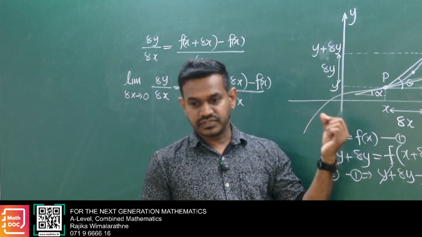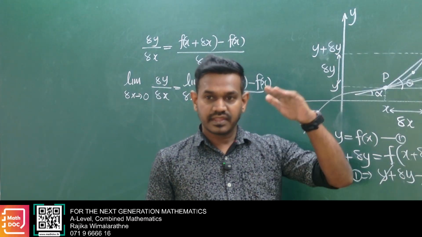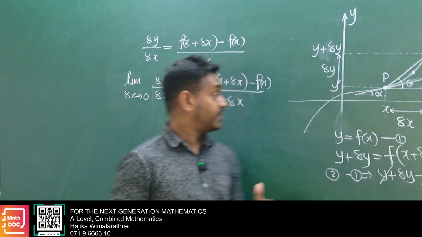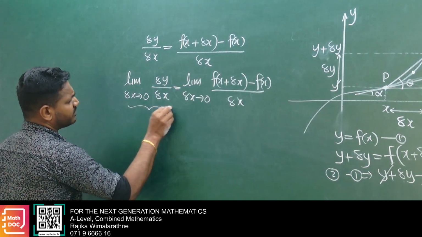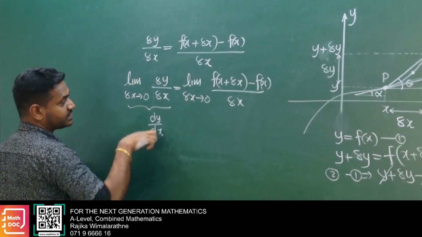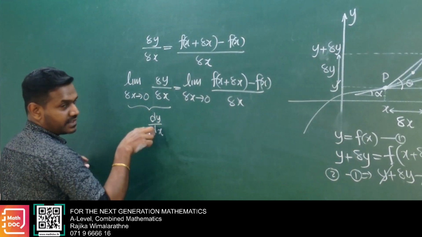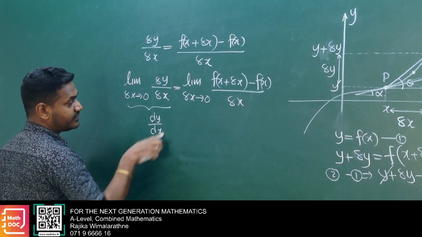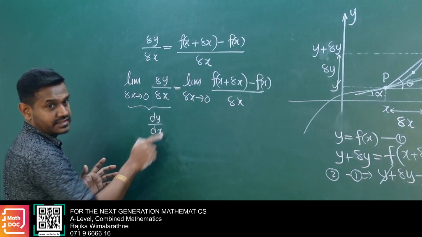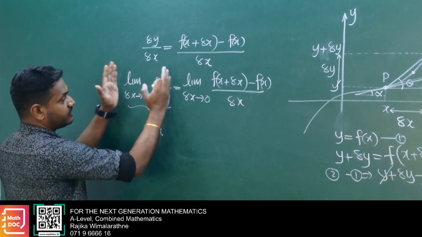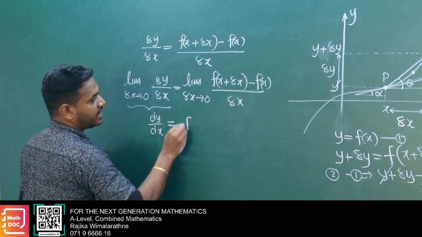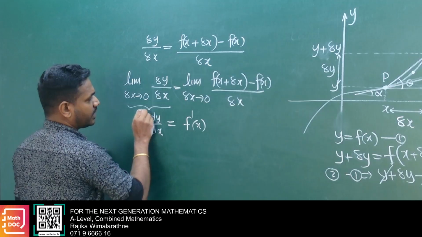So when delta x goes to 0, that chord changes to the tangent at P. Here onwards, we denote this full thing by dy by dx. This is not a division, but we write it like a division, dy by dx. Dy by dx means this full idea. And for this idea we also say f dash x.